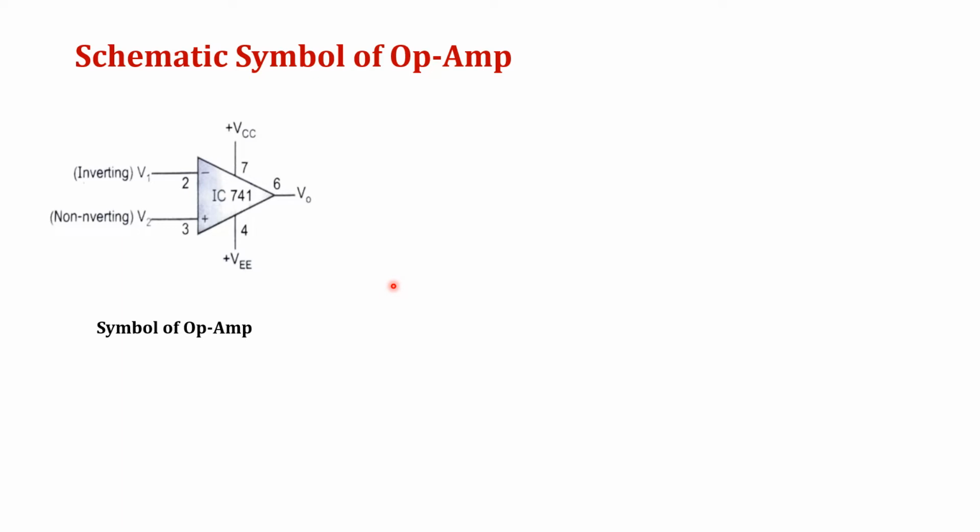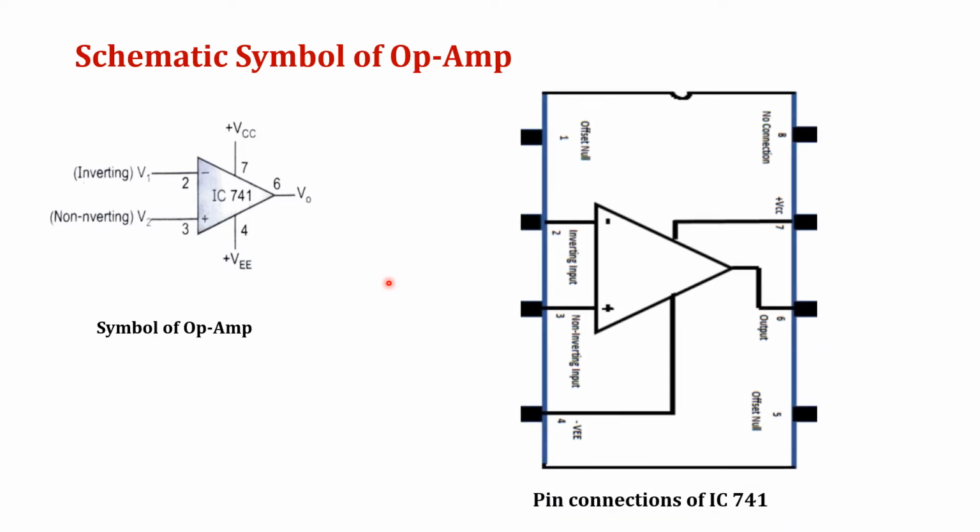Now, what are the pin connections of the operational amplifier? That is shown here. We know IC 741 is used as an operational amplifier. It has 8 pin connections, but out of 8, only 7 pins are used. Why is it named 741? That we firstly note here.